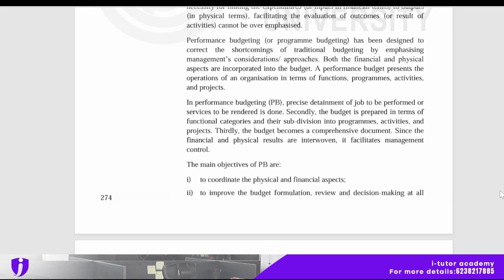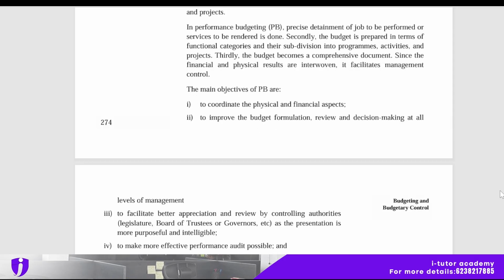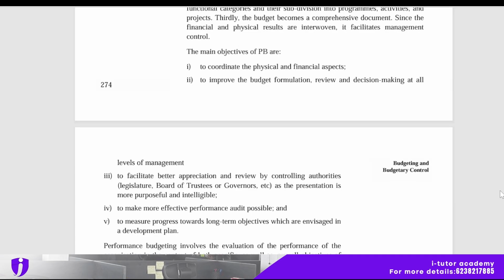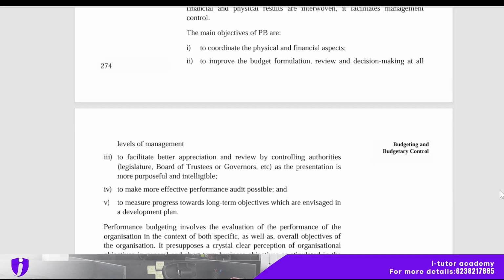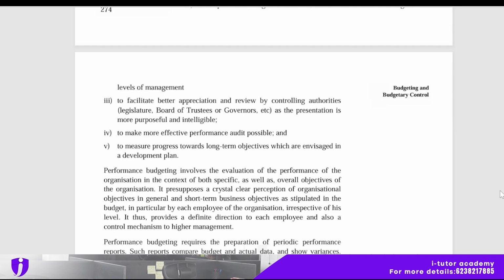And in performance budget, precise determination of the job to be performed or services to be rendered is done. Secondly, the budget is prepared in terms of functional categories and their subdivisions into programs, activities and projects. Thirdly, the budget becomes a comprehensive document since the financial and physical results are interwoven. It facilitates management control. The main objectives of PB are to coordinate the physical and financial aspects and also to improve the budget formulation, review and decision making at all levels of management.